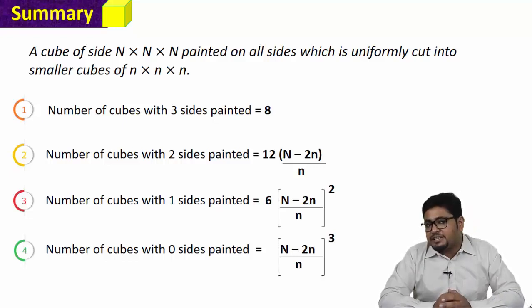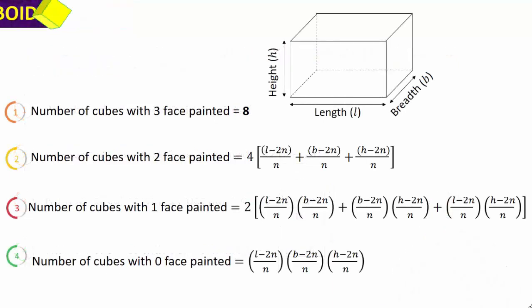Before we wrap up this session, have a look at the formulae used when a cuboid of dimension L into B into H is cut into smaller cubes of dimension n into n into n. All of these can be logically derived once you have understood cubes and its formulae. Try to deduce these formulae.